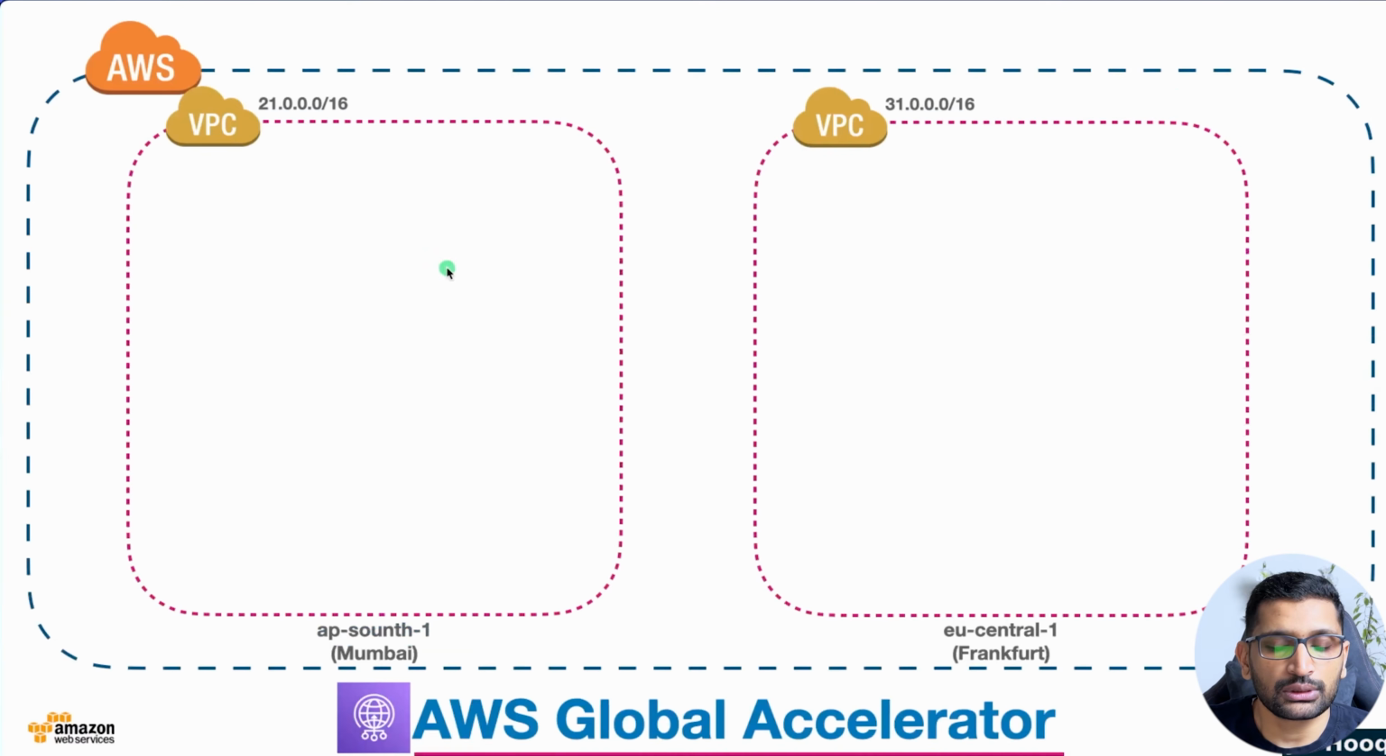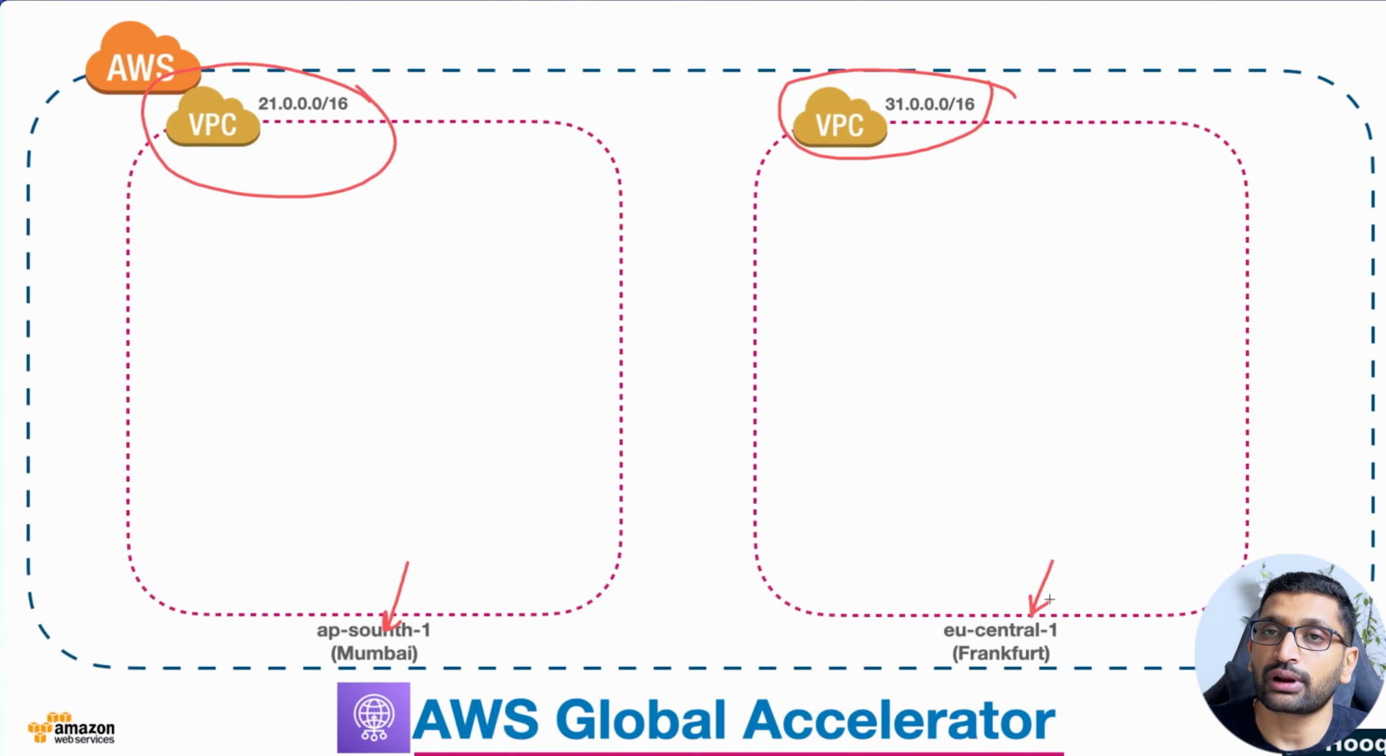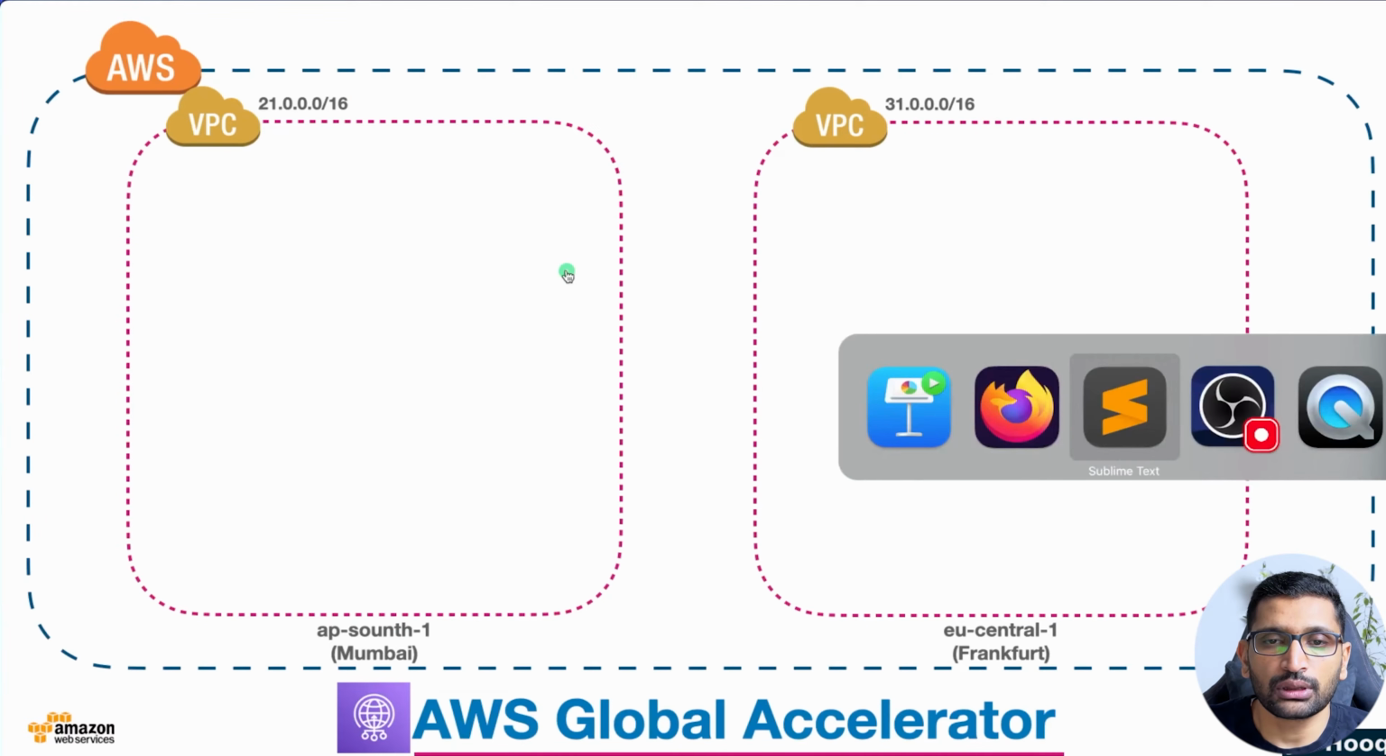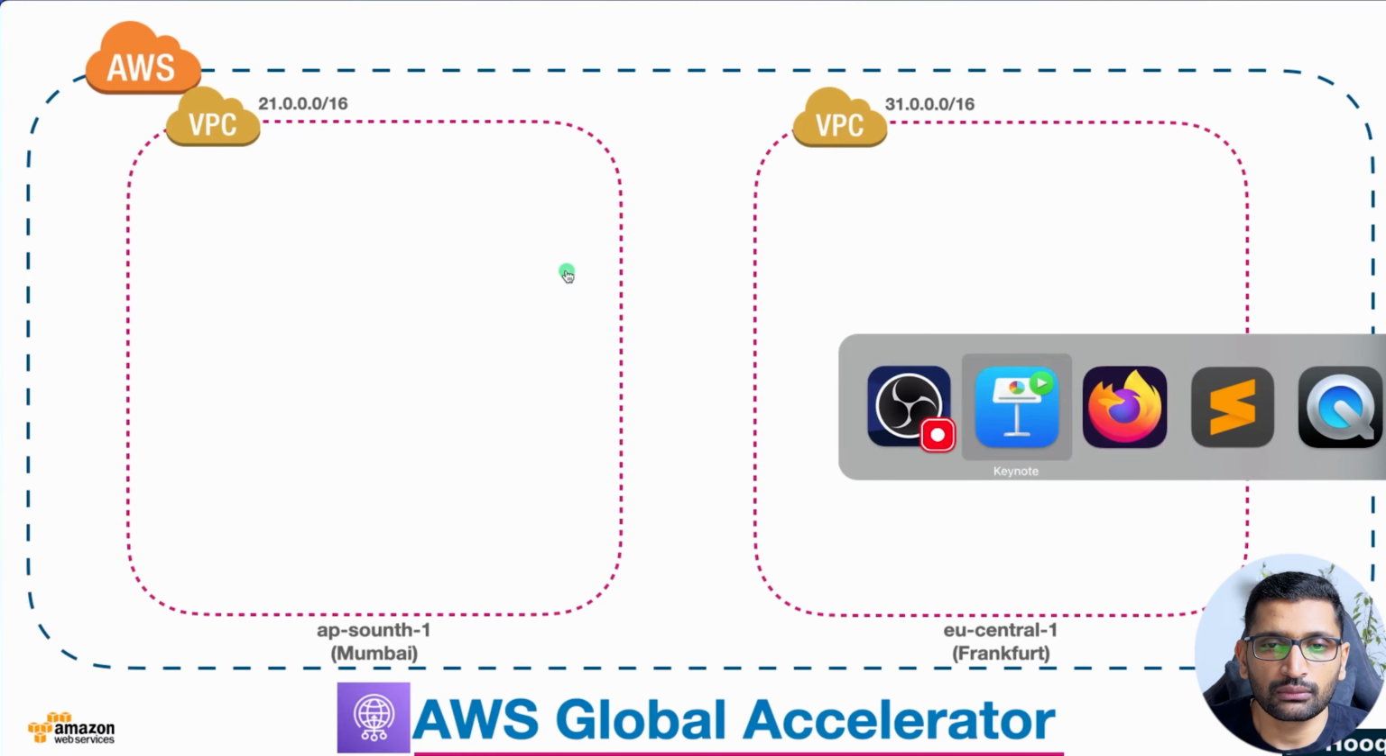So if you take a look at the diagram over here, this is the part which we have completed in the Mumbai region. In the same part, we need to complete creating another VPC, but this time we will create it in the Frankfurt region. So let's get back to our AWS portal over here.